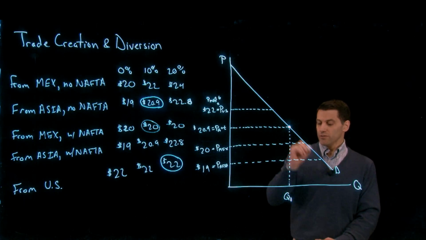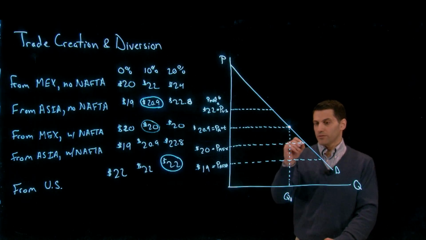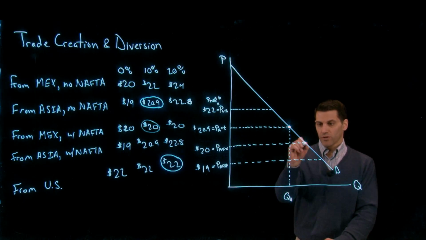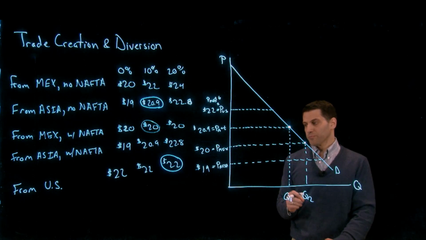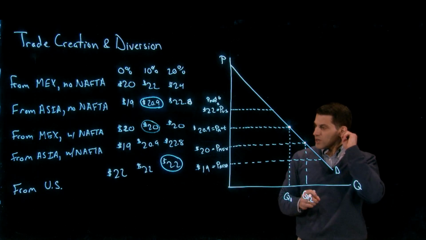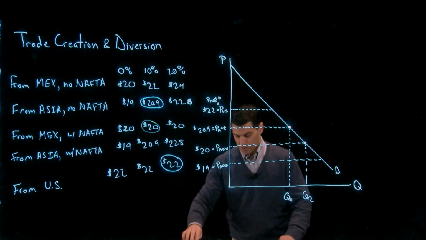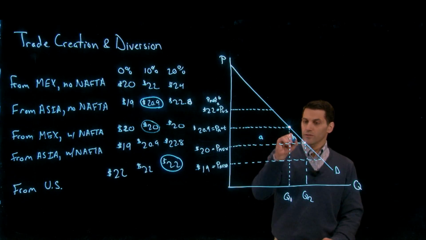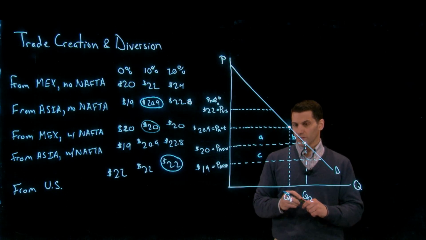So we start off here. Now when we eliminate the tariff, what are we doing? We end up consuming these goods here. This amount, call that Q2, and we're importing them at this price. So what's actually happening here? Let's track some of these different areas. We've got A, B, and C here.